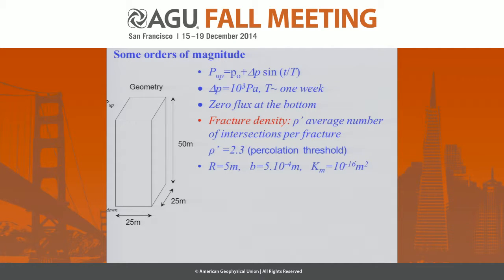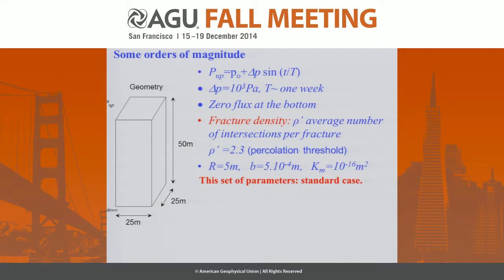So if you generate a network at this density, then you will have some of the networks which percolate and some of them which will not percolate. The radius of the fractures is five meters. The aperture is about 0.5 millimeter, and the permeability of the matrix 10 minus 16. And this set of parameters, it's the standard case.